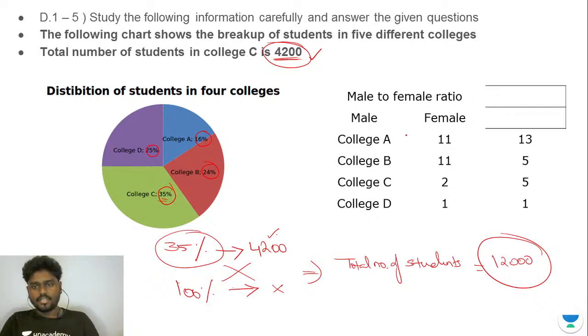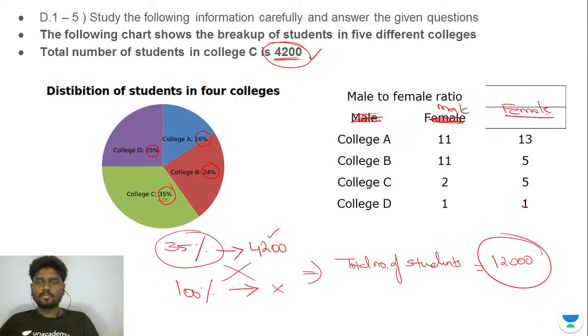And here they have given you the ratio of male to female, right? So this is the male and this is the female. The ratio is given in college A, B, C and D. In college A, the male to female ratio is 11:13. In college B, it is 11:5. College C has 2:5, and college D has 1:1. Okay, so this is the case here.